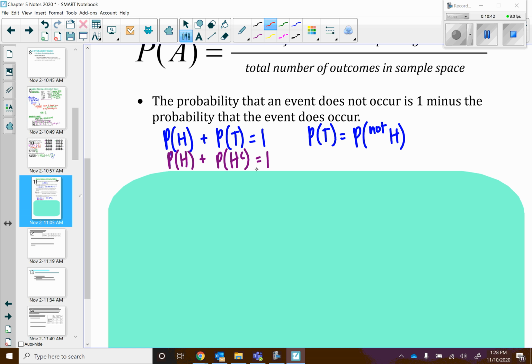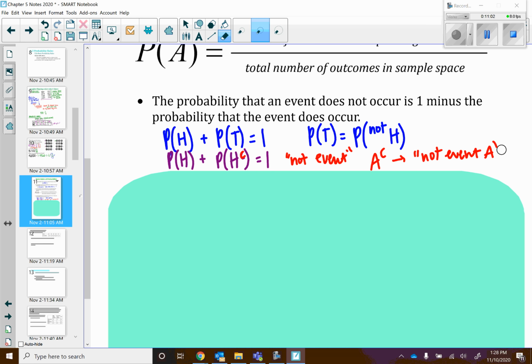Notice that to say not some event, they put this little c above. It's actually referring to the complement. A^C is not event A. It is the complement of event A. That's why it's a C.